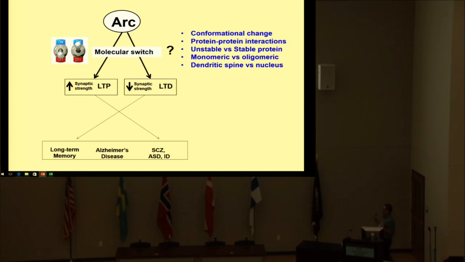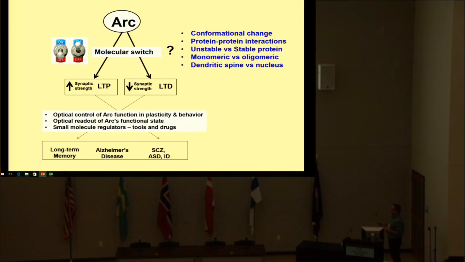I don't have a full story to report on. Hopefully next time I will have that. But these are really the possibilities: conformational changes due to the floppiness of the ARC protein, the post-translational modification, the monomeric versus the oligomeric form of the protein.